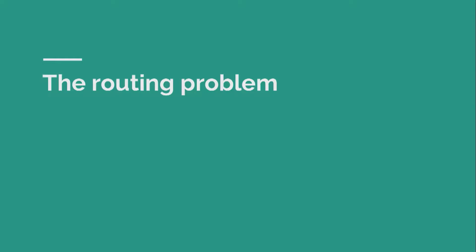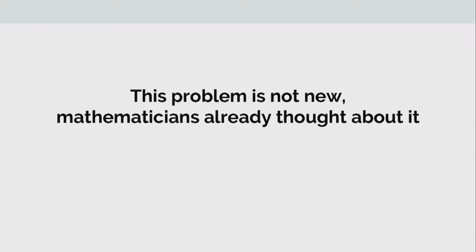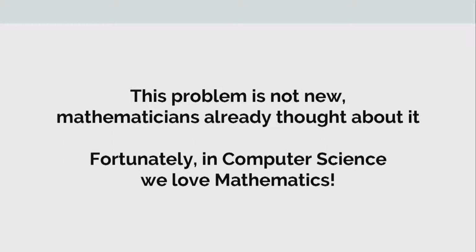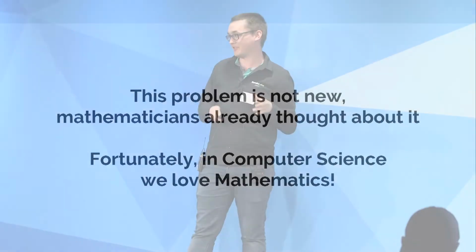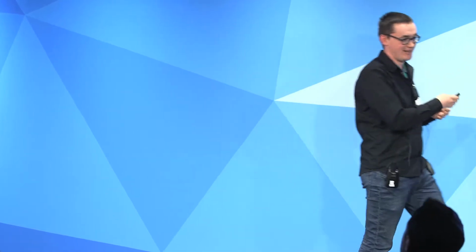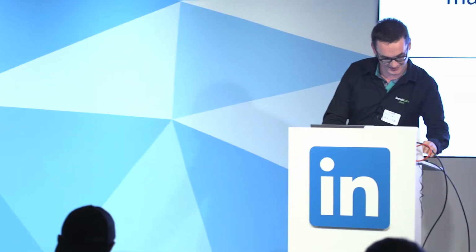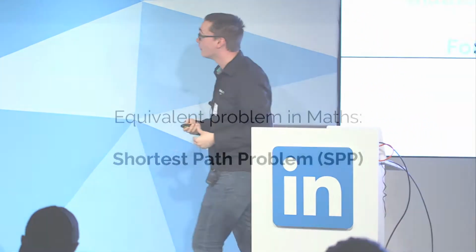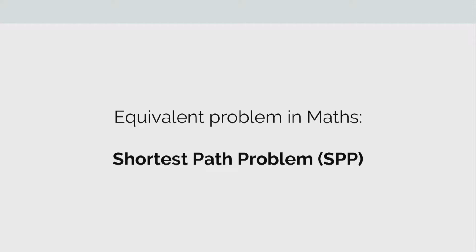So this problem, which is a real-world problem, is actually a routing problem. It means it's something we know as mathematicians, and I'm pretty sure you like mathematics, and if you don't, that's a shame, because it's really nice. In mathematics, we know this problem under another name, which is the shortest path problem. So going from point A to point B as fast as possible is called the shortest path problem.